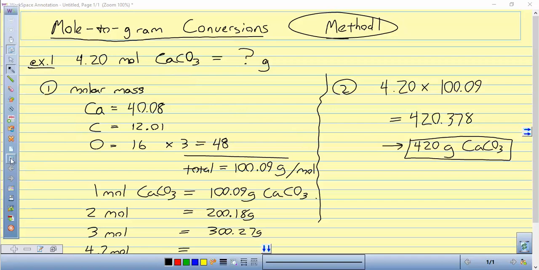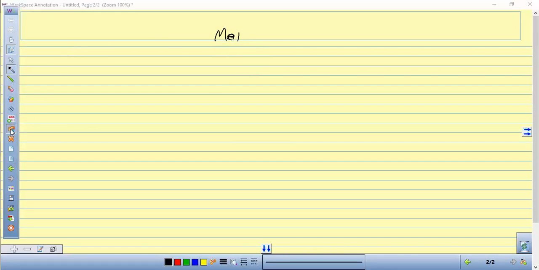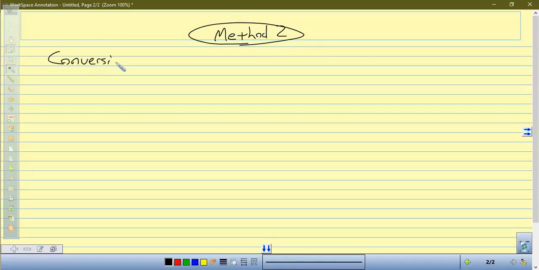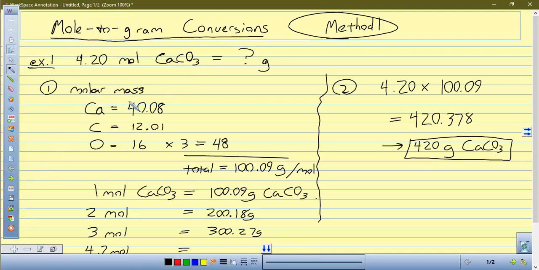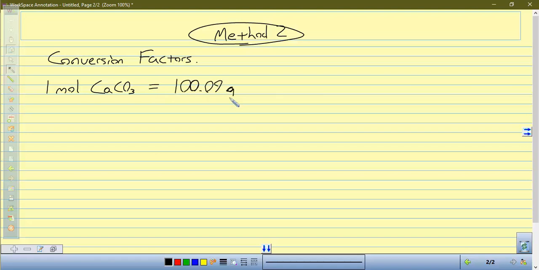Method 2 is what lots of textbooks use. So when you read our textbook, you're going to see this method 2. And method 2 is all about using conversion factors. So I'm going to write that down because that word comes up a lot. So using conversion factors. Same problem, okay? Again, I'm still going to need the molar mass of calcium carbonate, 100.09 grams per mole. So I'm going to rewrite that right here. 1 mole calcium carbonate equals 100.09 grams.